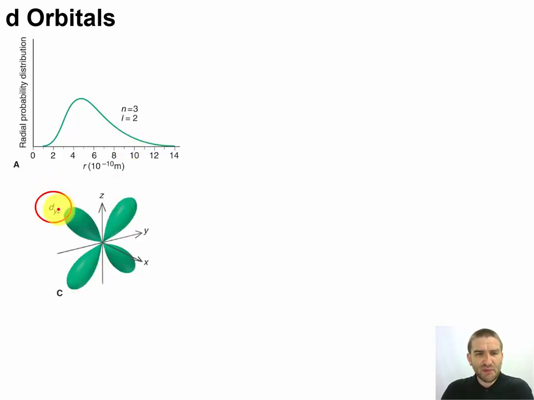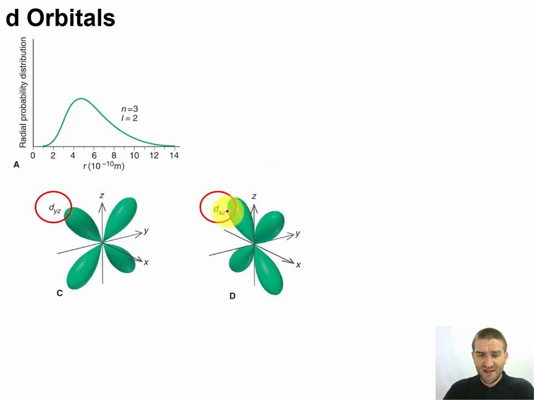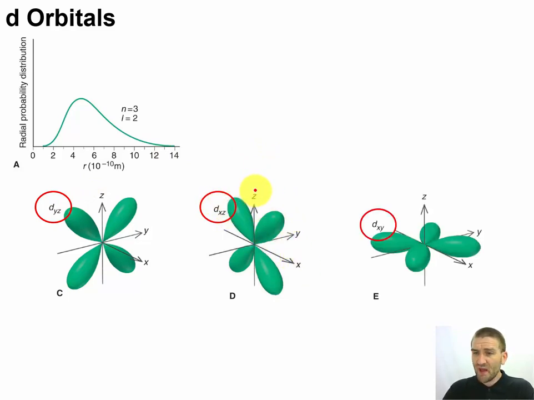In the YZ plane, you can see right here, sitting along the Y and Z axes in the plane, on these diagonals in between the axes lines, we're going to have our DYZ orbital. Our next two are going to be very similar. They're going to be identified by the plane that they're in. So we're going to have our DXZ, which will be along the X and Z dimensions. And we're going to have our DXY sitting in the XY plane, again on the diagonals.